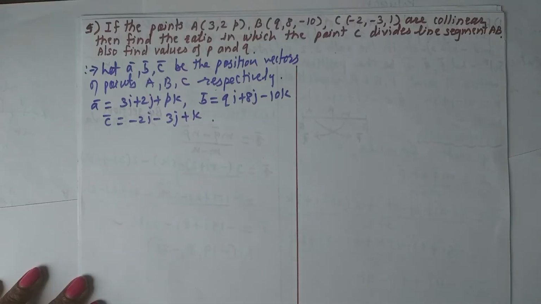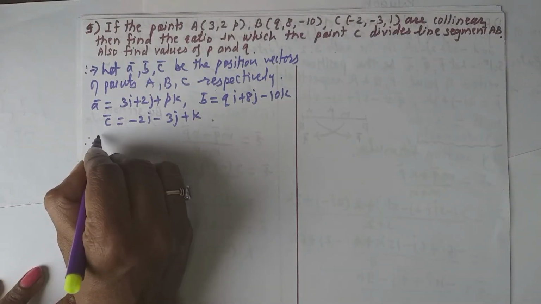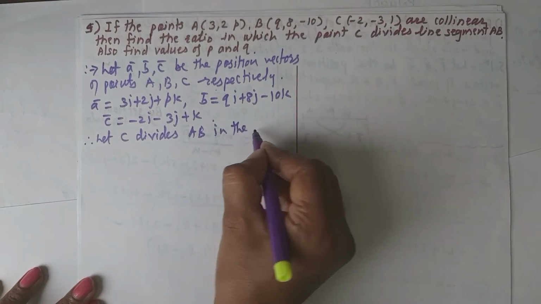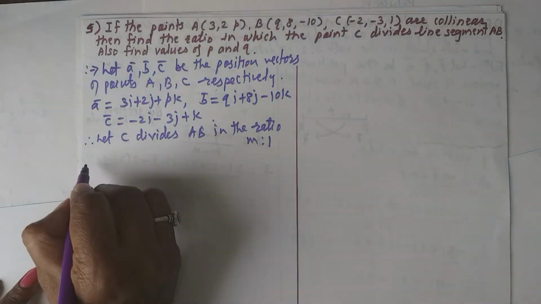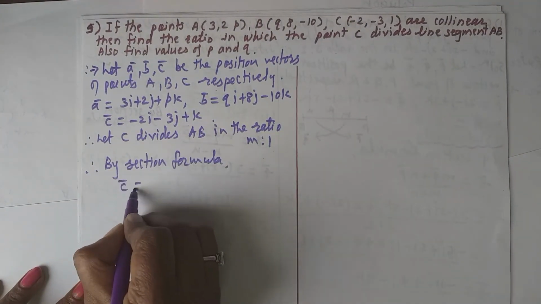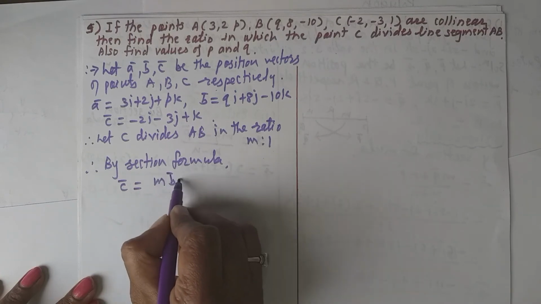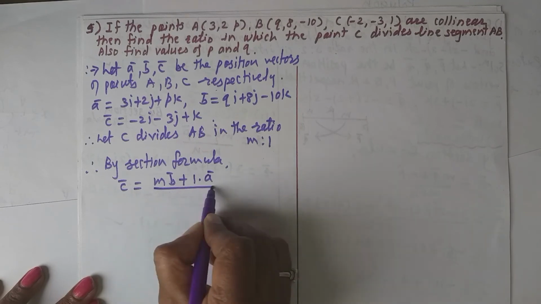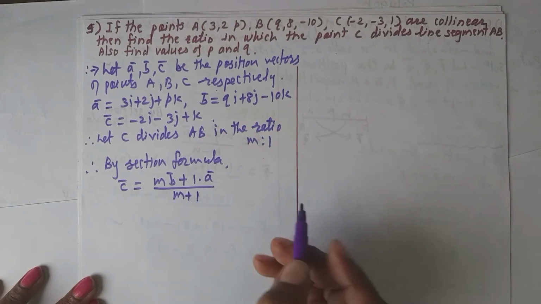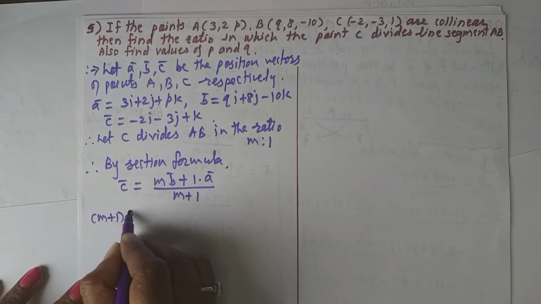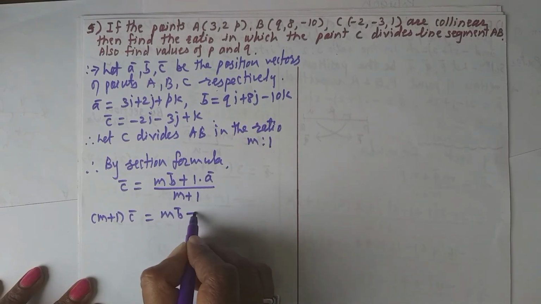Okay, I have to find the ratio, therefore take the ratio m is to 1. Therefore write down, let C divide AB in the ratio m is to 1. Okay, therefore by the section formula, what will be the section formula here? C bar is equal to (m B bar plus 1 times A bar) divided by (m plus 1). Now this is nothing but m plus 1 times C bar is equal to m B bar plus A bar.